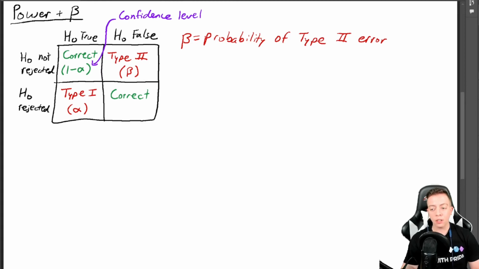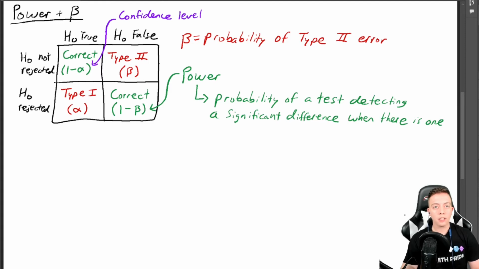Power relates to the test and our test's ability to detect a significant difference when there is one. This is the probability that our test is good enough to detect a significant difference in the case that there is one, and we solve this by 1 minus beta. So we take 100% and subtract the probability of our type 2 error. With this, we are risking type 2 error, just like when we were calculating the confidence level, we were risking a type 1 error.